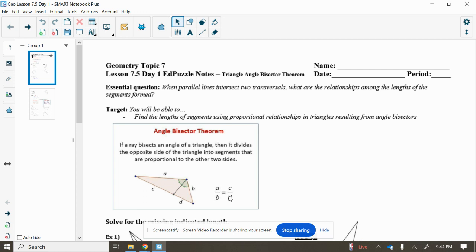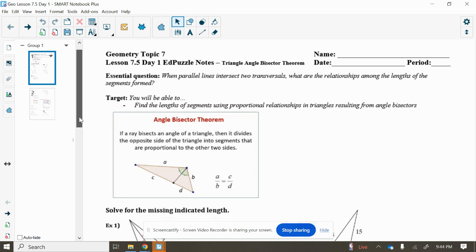Everyone, and welcome to lesson 7.5, day 1. Today we are going to talk about the triangle bisector theorem and a little bit about the side splitters theorem.